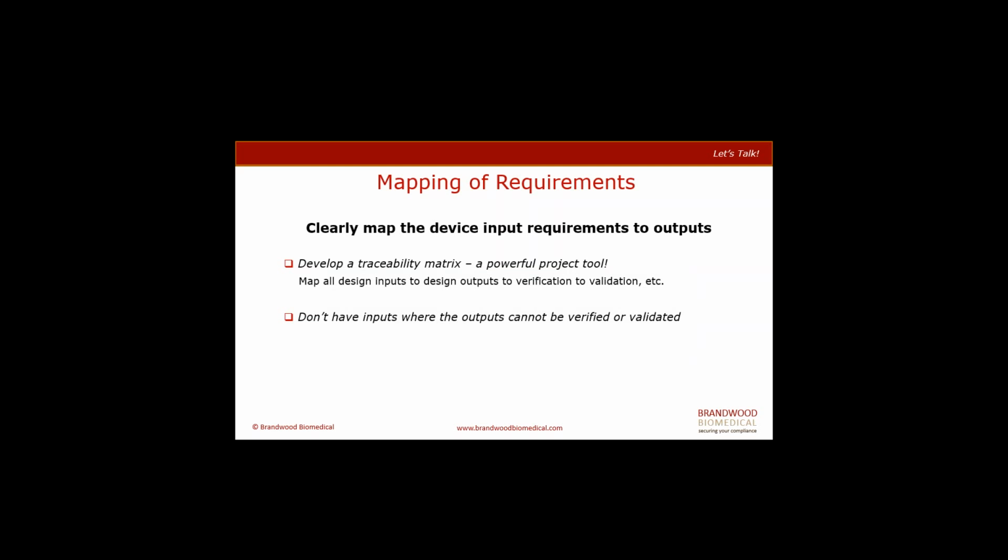And one of the great tools that many businesses use is to develop, if you don't already have in place, a traceability matrix. That traceability matrix helps you map all the design inputs through to design outputs, to the verification and validation activities. And it will also help you identify, to the level that you want to go, what documents address those particular inputs and outputs. And importantly as well, don't have inputs where the outputs cannot be verified or validated easily.